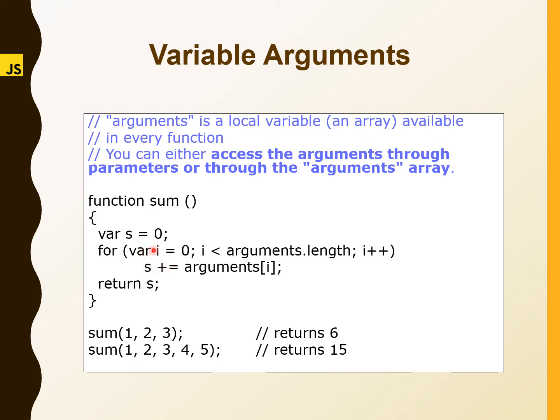Then in the next iteration, the value of i becomes 2. So arguments[2], the value is 3. Already s has value 3, so 3 plus 3 produces 6. So s has the result 6. Then in the next iteration, 3 less than 3, that condition is false, so it exits the for loop. Then return s. The final value of s is 6.